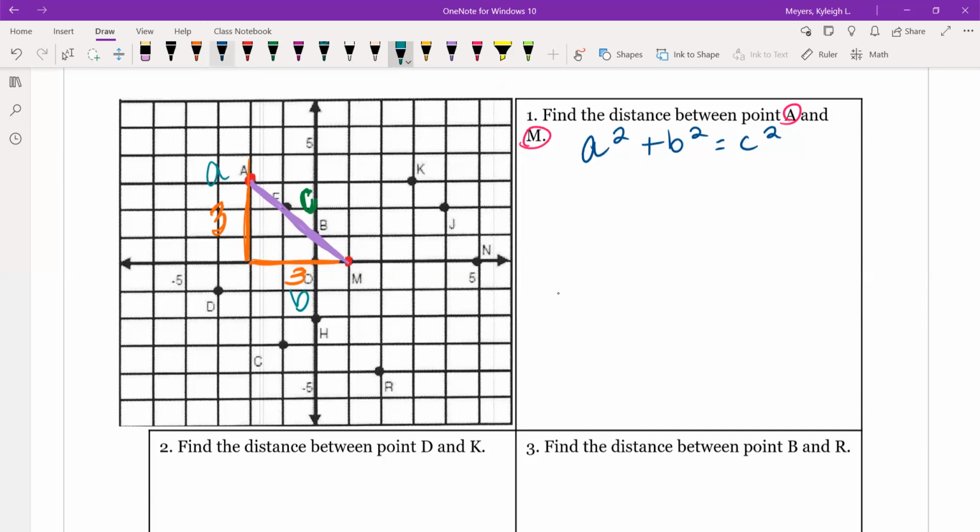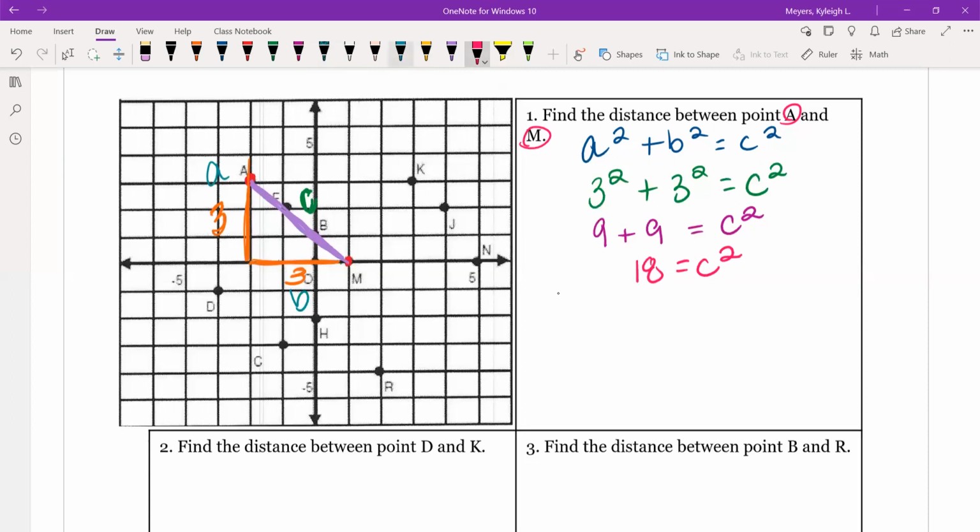So now I'm going to plug those in. So I have an A, 1, 2, 3, 1, 2, 3. An A that's a 3, a B that's a 3, and I need to find C. So we know 3 times 3 is 9. 9 plus 9 is 18.